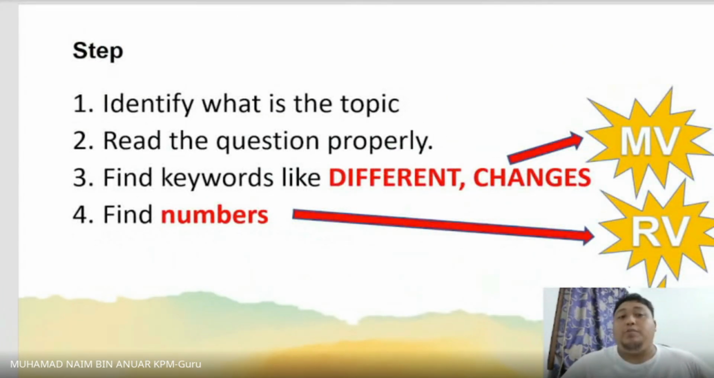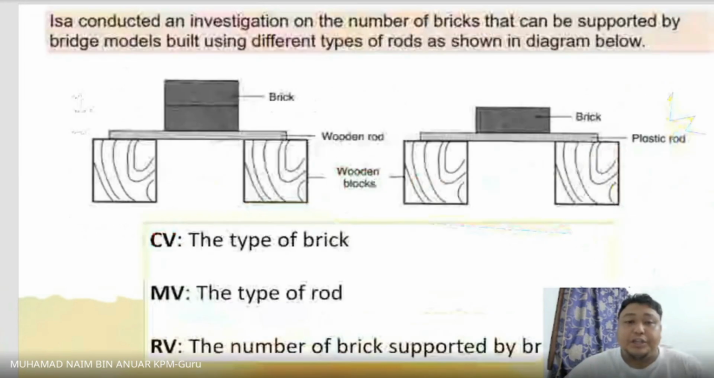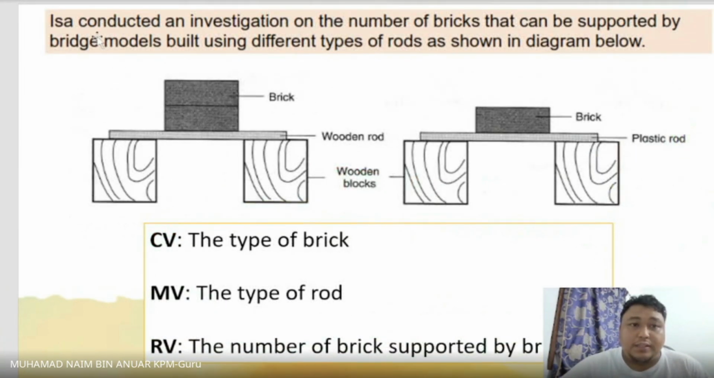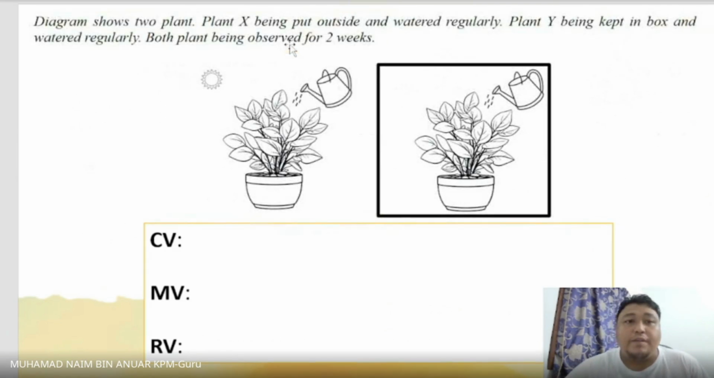Identify what the topic is, and then read the question properly. Which one is the question? The top one, this one. Lisa conducted an investigation. That's the question, and that's the one you should read. Sometimes it's going to be very, very small like this: Diagram 2 shows 2 plants. Plant X is put outside and watered regularly. Very small. You tend to miss this because it's on top and you straight away go for the picture. Don't go for the picture first. Go for the question first. Okay?